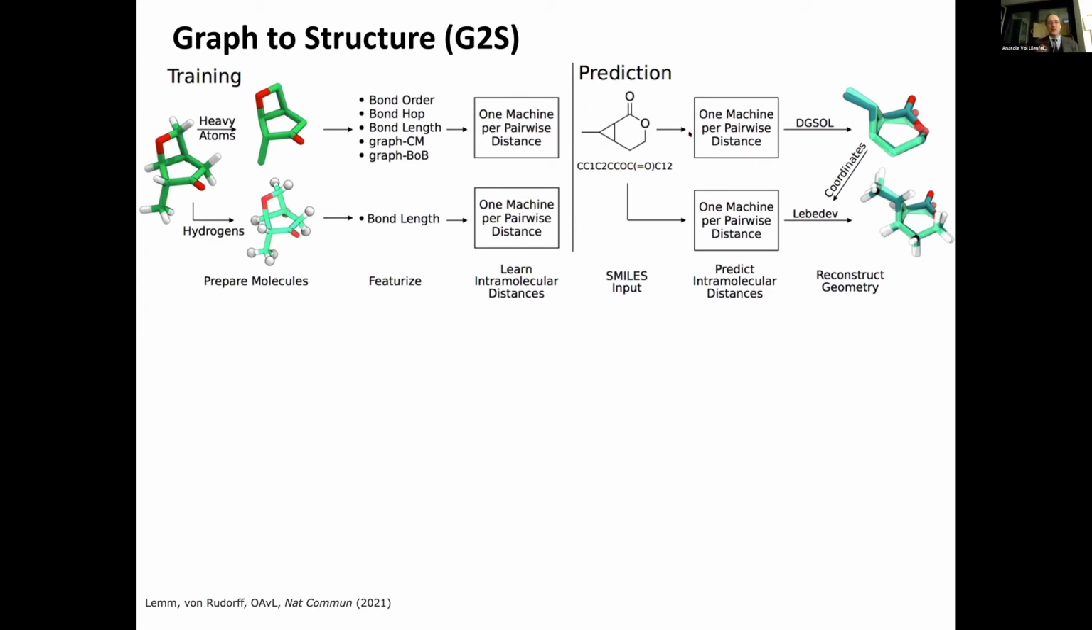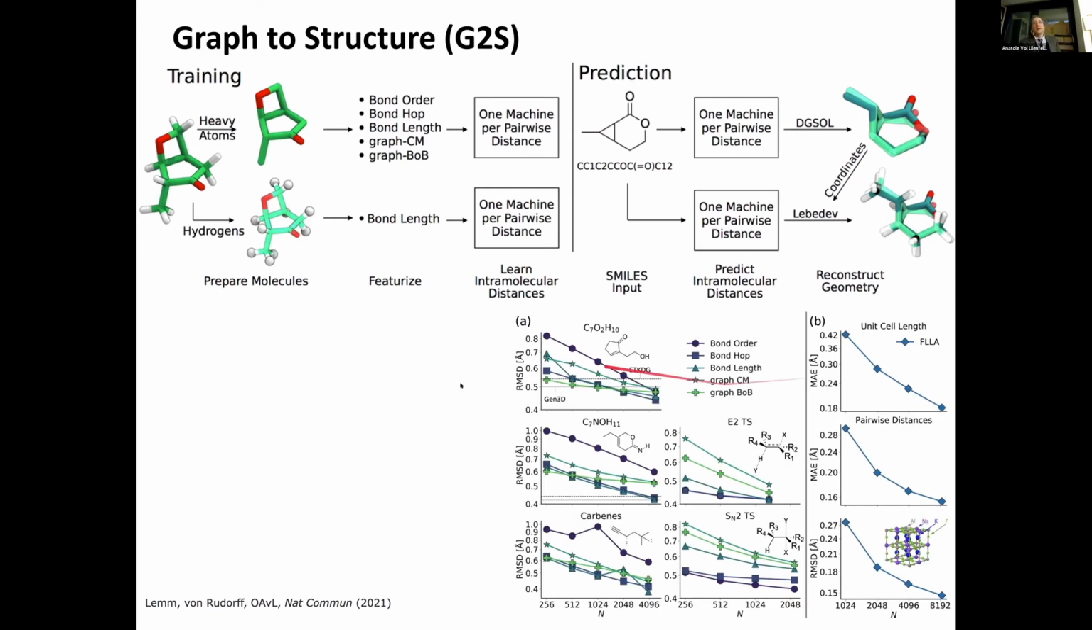And based on this graph, the machine will then, for every atom pair, predict the corresponding distance. And once you have that distance matrix predicted, you can attach the hydrogens. It turns out to do this without hydrogens is much easier. Once you have the heavy atom framework predicted, you can attach the hydrogens, and then there's a simple algorithm that spits out the 3D coordinates.